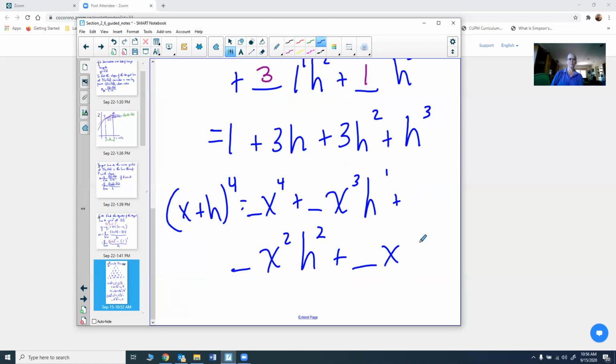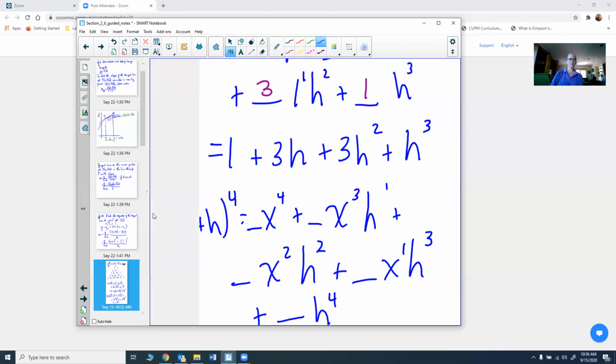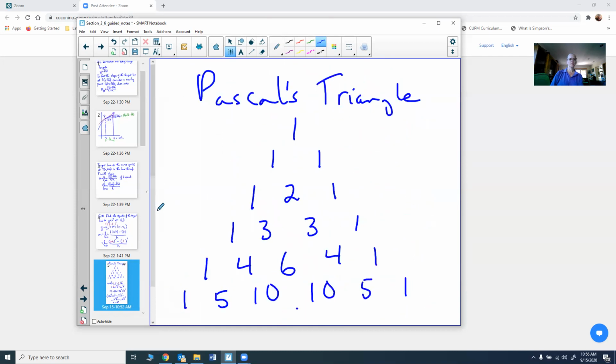x is now going from 2 to 1. h is going to go to the 3rd because it goes 2, 3. And then plus something. x is going to be gone now because it's x to the 0 and h to the 4th. Again, notice you're raising to the 4th power. You start with x to the 4th, you end with h to the 4th. Now you just need to figure out what those somethings are. So come back up here to Pascal's triangle, and you come down to the row that has a 4 in the second spot. So it goes 1, 4, 6, 4, 1.